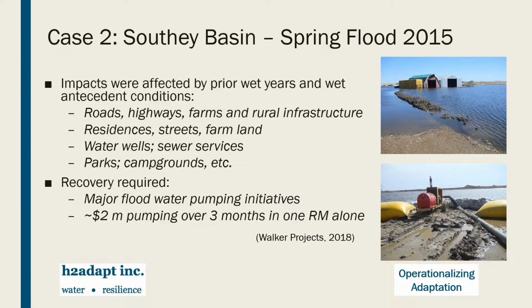The second case, just north of Regina, in 2015 is the Souris Basin, which experienced significant flood impacts to residences, streets, farmland, roads, highways, rural infrastructure, parks, and campgrounds. The conditions were exacerbated by prior wet years and resulting wet antecedent conditions. Major floodwater pumping initiatives were required, costing about $2 million over 3 months.